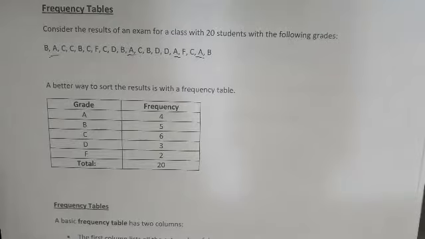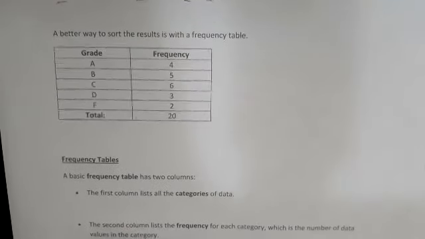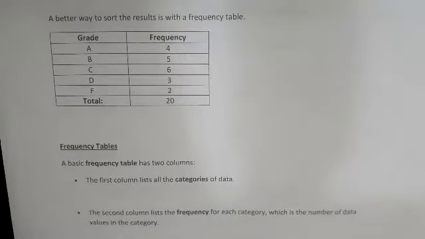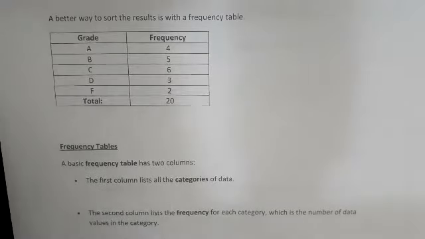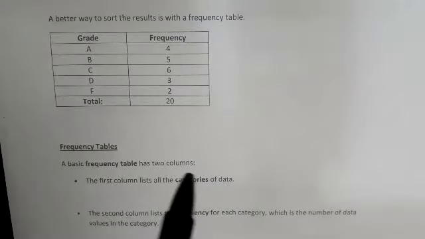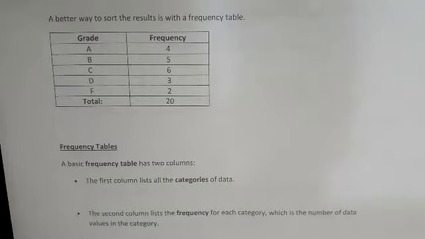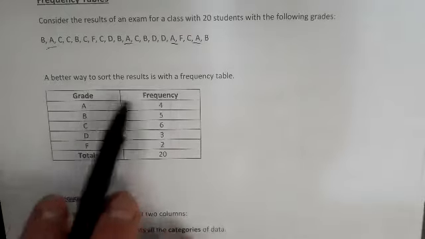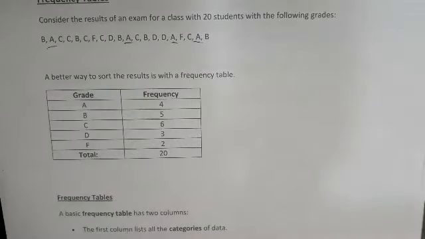There are 2 variations on frequency that the book likes to talk about. Oh, here they describe the frequency table. Sorry, I thought we were going somewhere else. But a basic frequency table has basically two columns. The first column lists the categories of data, and the second column lists the frequency for each of those categories. So on the category of A, we had that thing 4 times. On the category of B, we had that thing 5 times, and so on.